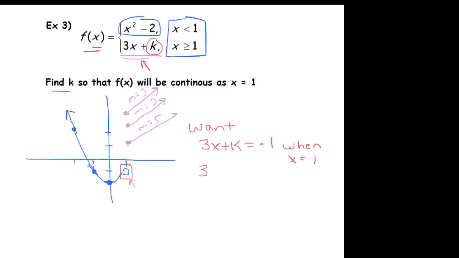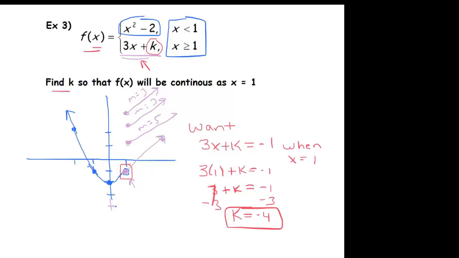So, plug in 1 for x. And if you solve, you get that k should be negative 4. So apparently, so long as our k is negative 4, I'm going to do it really lightly here in pink. If k is negative 4, then the line part of our piecewise function is 3x minus 4. And that will fill in that hole and make this a continuous graph. And so now you can trace it without having to lift up your finger.